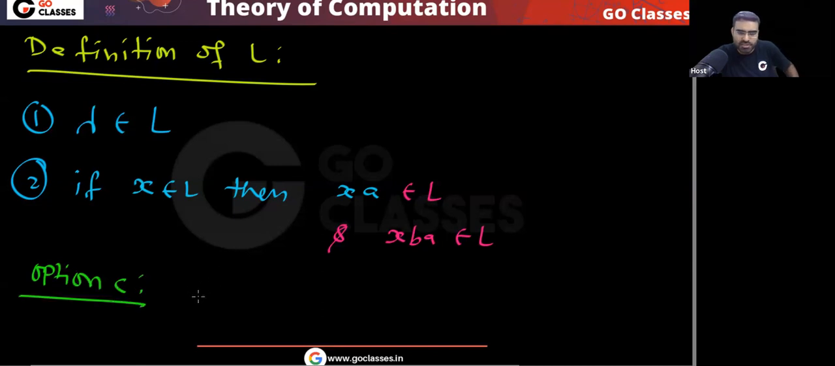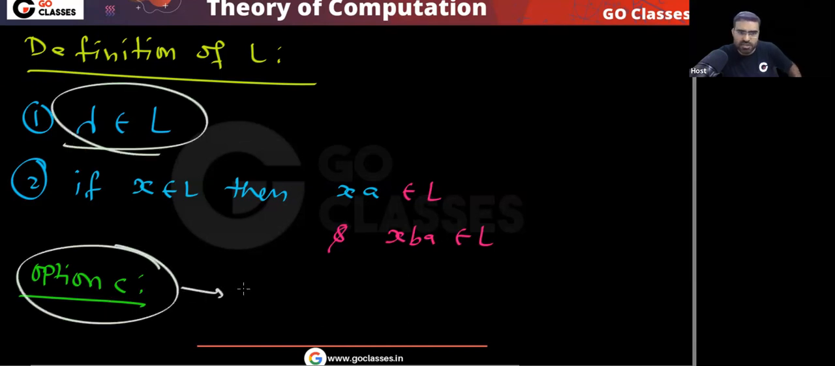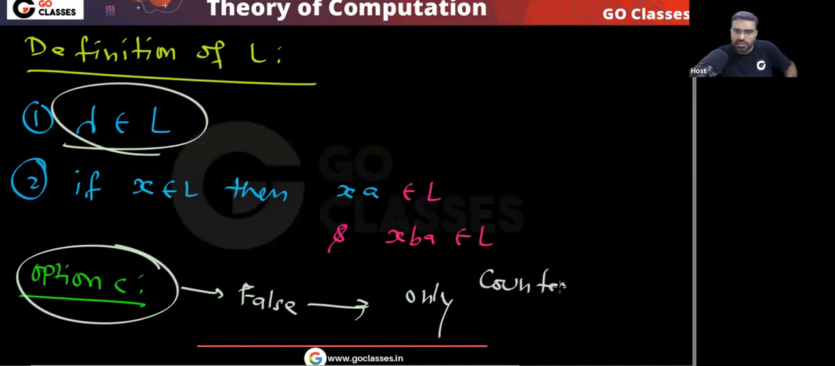Look at option C. Option C is saying that every string ends with A. The counterexample is this, so option C is actually false. And the only counterexample, remember, is the empty string. Do you agree with me?